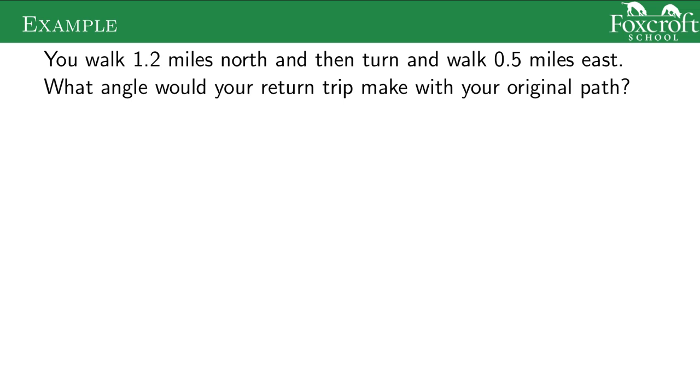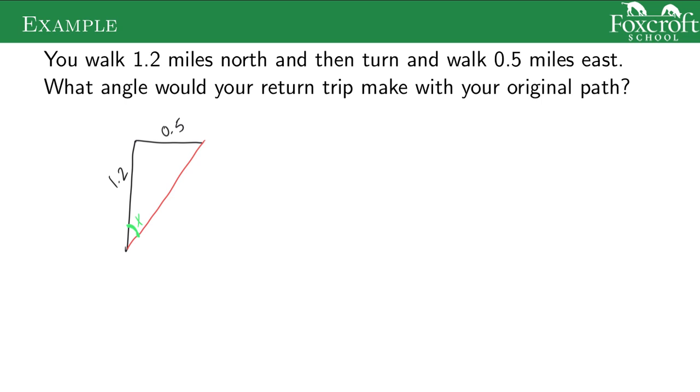Alright, so this one, you walk 1.2 miles north, so north is this way. You look east, and then you do a return trip. And the question is, what angle will your return trip make with the original path? So what is this angle here? And we went up 1.2, and east is 0.5. And if I would have given you this problem on the last learning objective, you could do it.